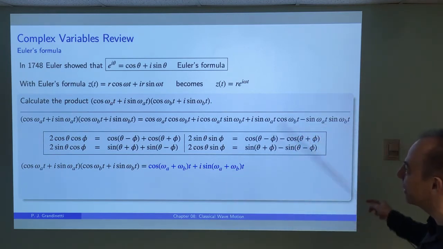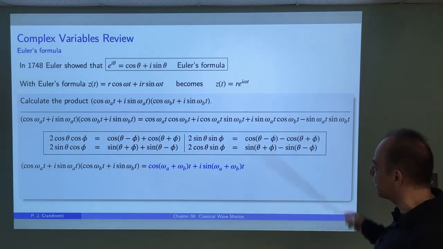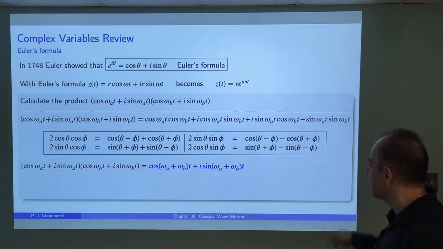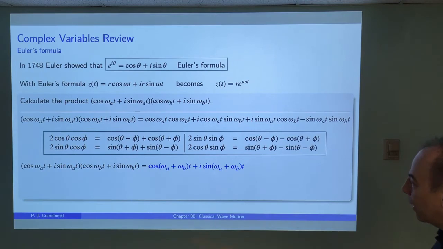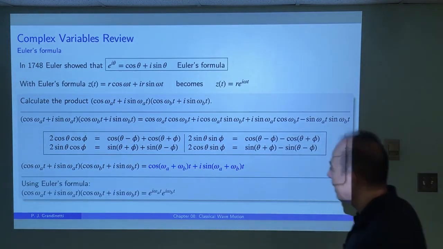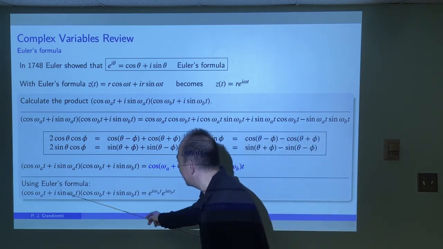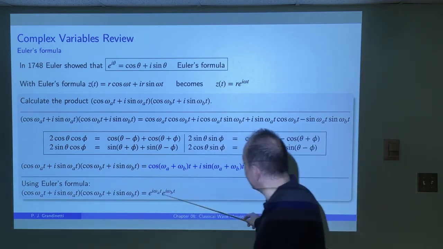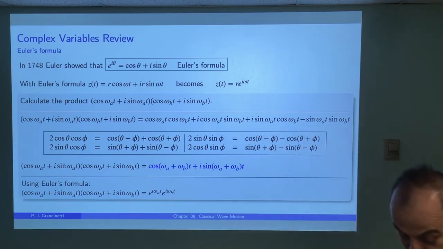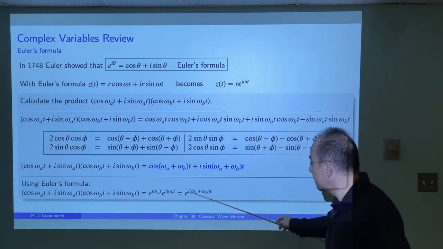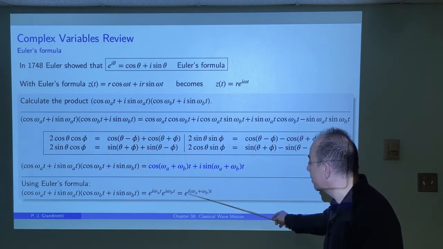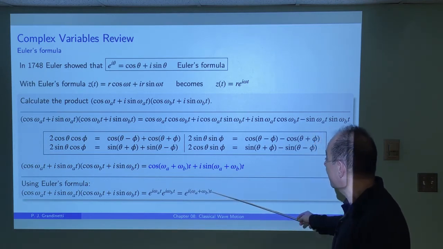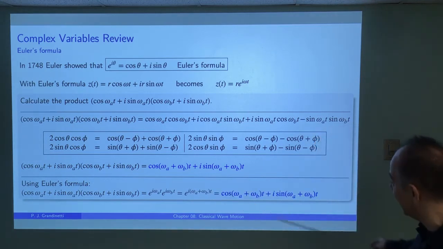So working with the transcendental functions, the cosine and sine, you can see that this is a little bit of work, but you can work through it. But if you were just using Euler's formula, you would have realized right away that this guy is just e to the i omega_a t, and this guy is e to the i omega_b t, and clearly, by the rule for exponents, the product is just e to the i times omega_a plus omega_b times t, which you can then re-expand as the result we got before.